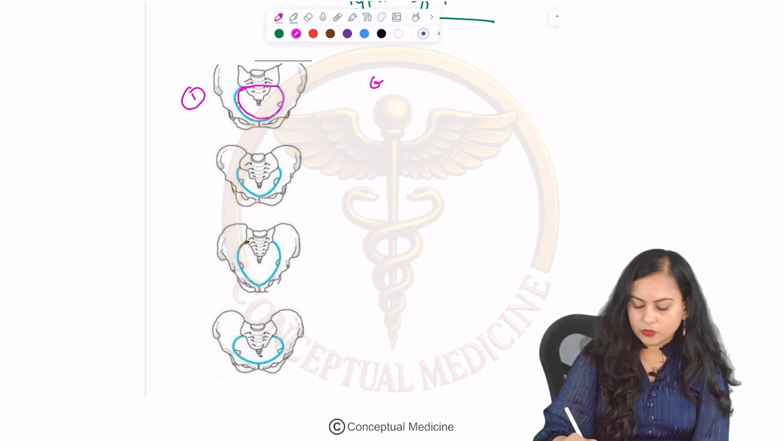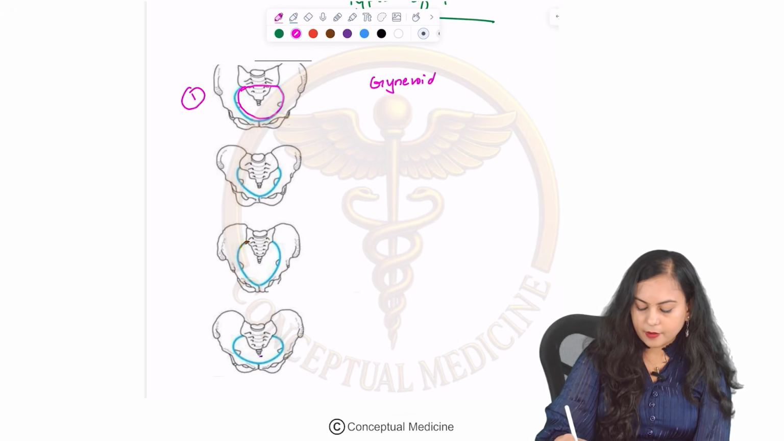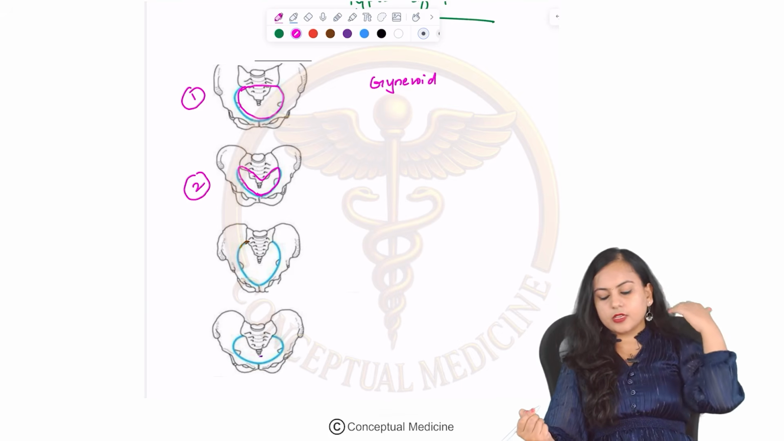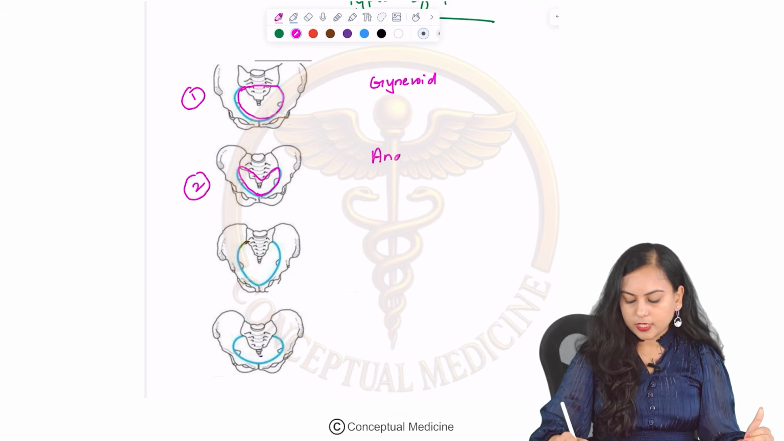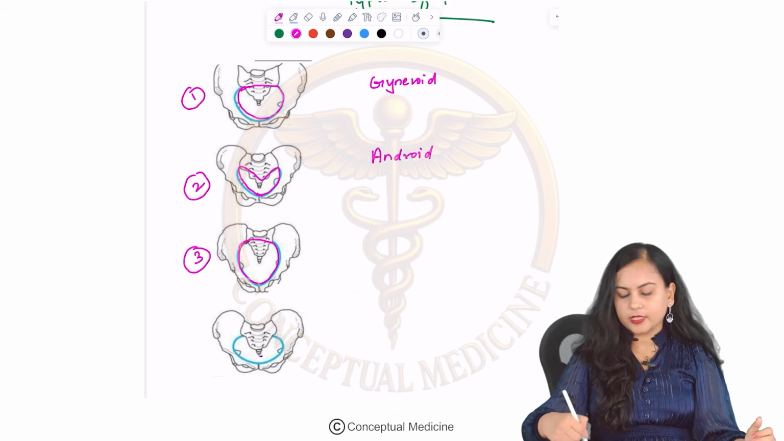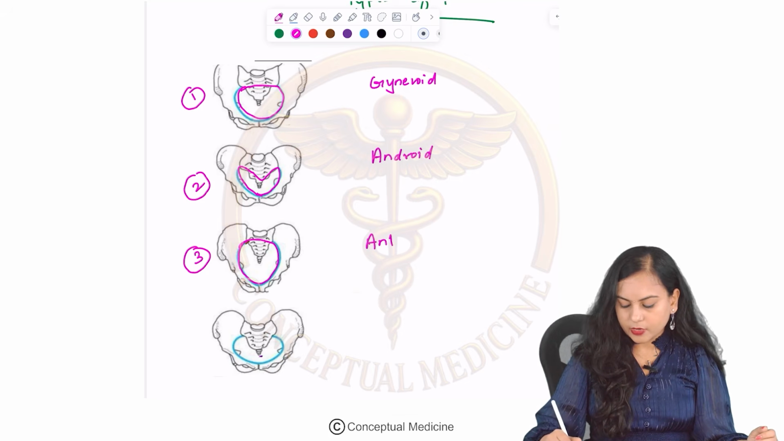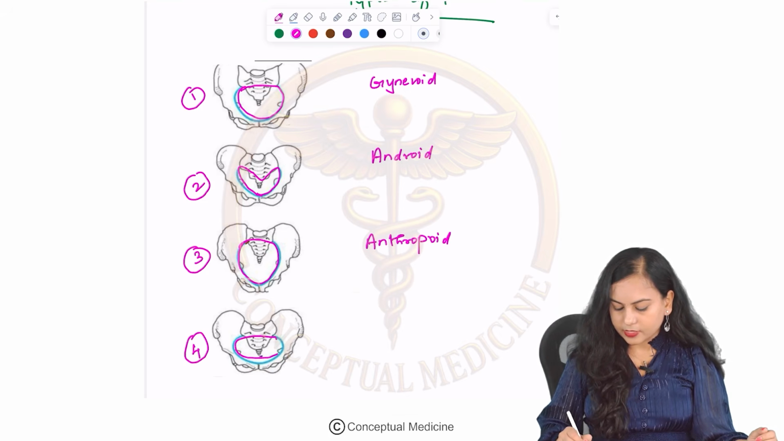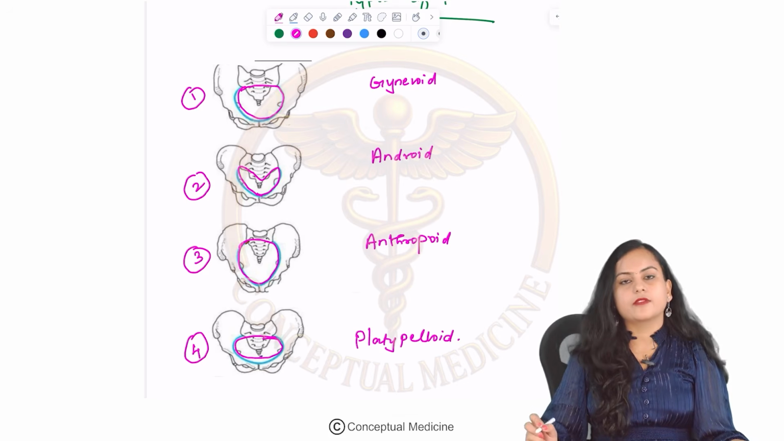So, this is going to be a gynecoid pelvis. In the second one, you are able to see that this is somewhat heart shaped, so this is going to be an android pelvis. The next type has an inlet which is anteroposteriorly oval, so this is going to be your anthropoid pelvis. And finally, you have an inlet which is transversely oval, this is going to be a platypelloid pelvis.